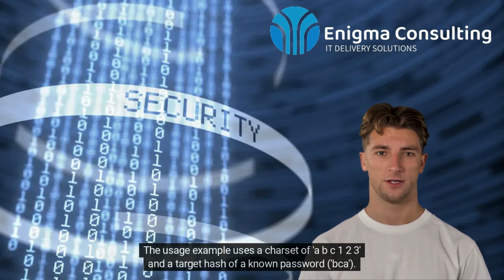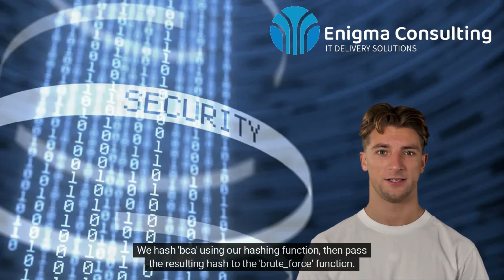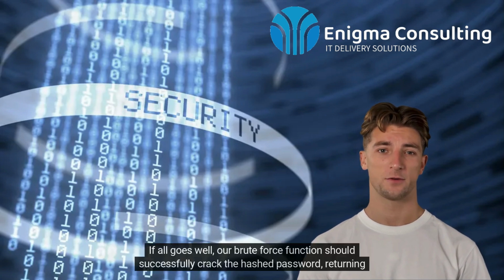The usage example uses a char set of ABC123 and a target hash of a known password, BCA. We hash BCA using our hashing function, then pass the resulting hash to the brute_force function. If all goes well, our brute force function should successfully crack the hashed password, returning BCA.